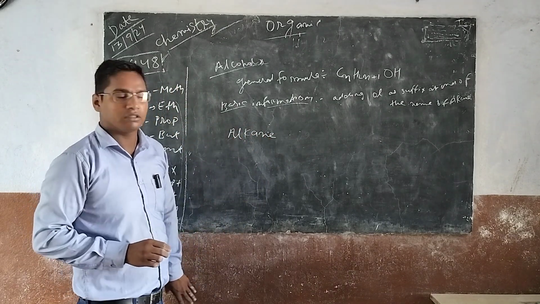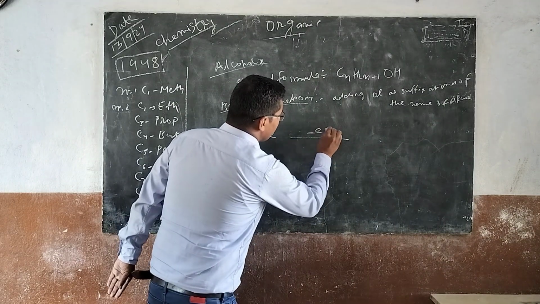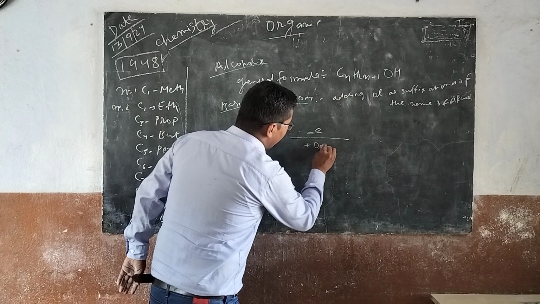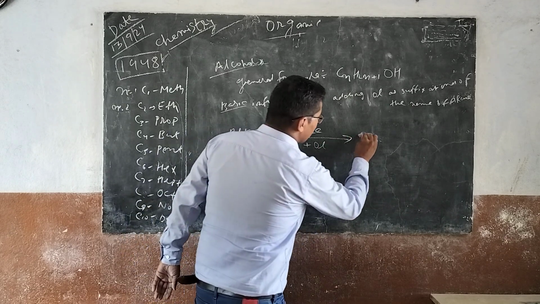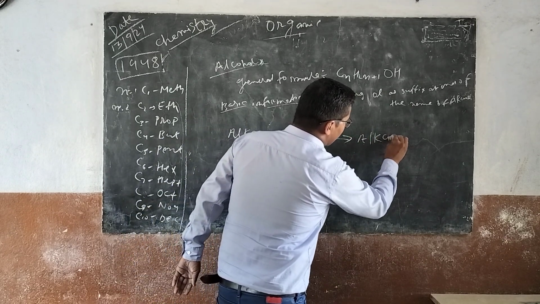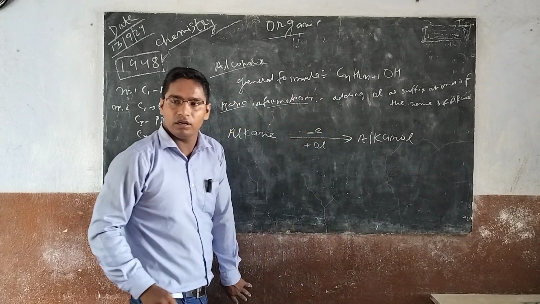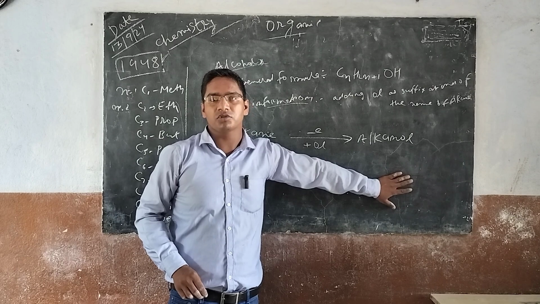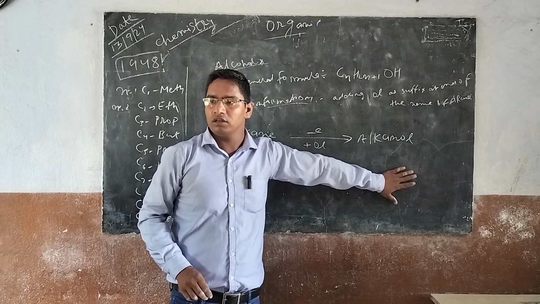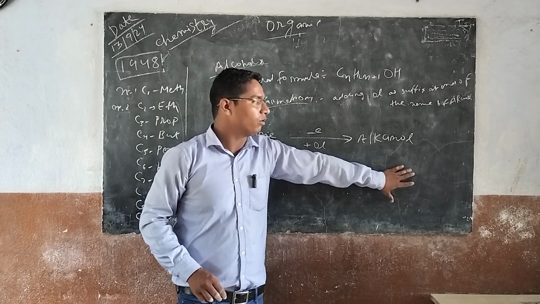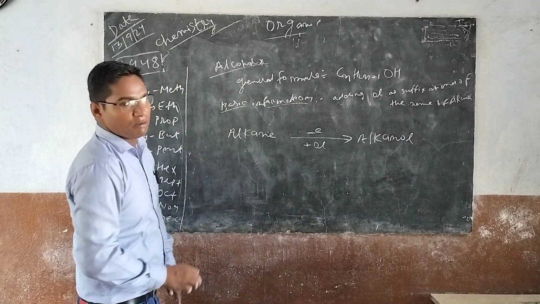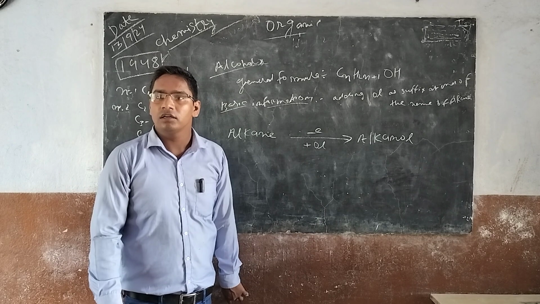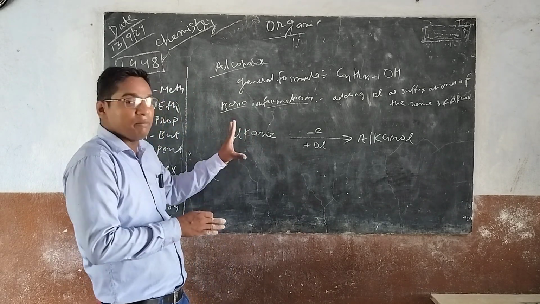Regarding nomenclature, E is replaced and OL is added. That is, we get alkanol. It is the general name for all the members of the alcohol group. Alkanol. What is the first member of the alkane family?